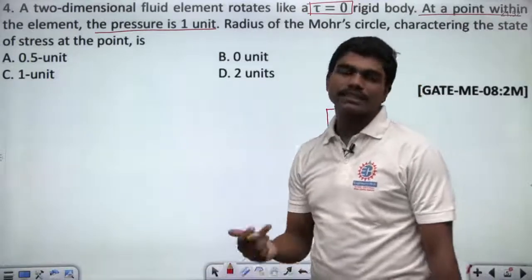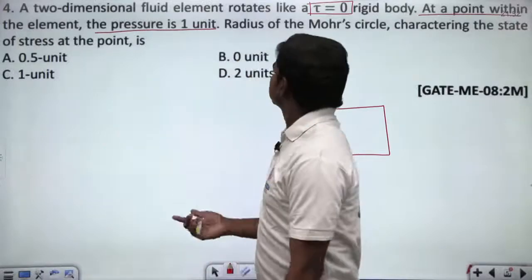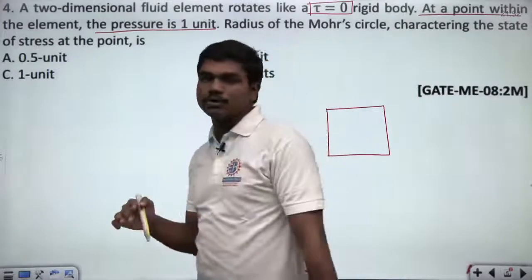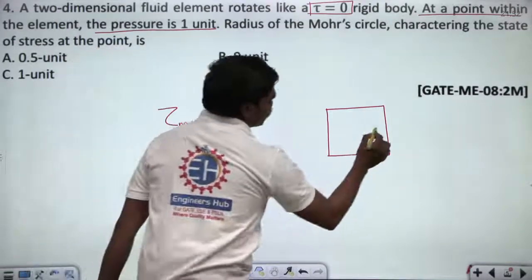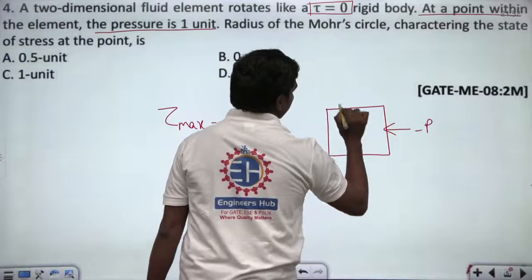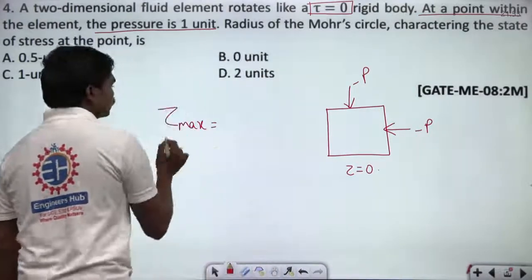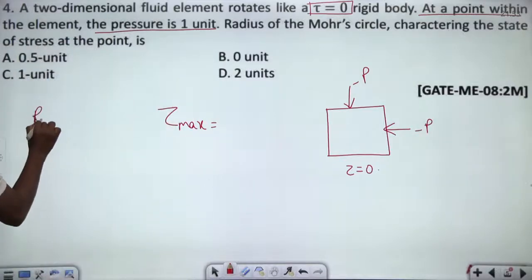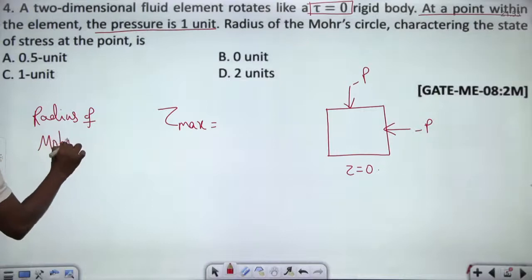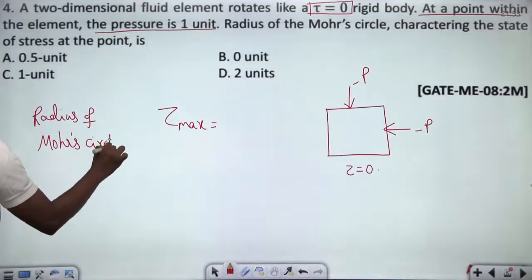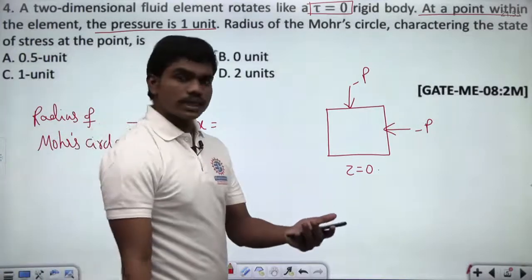which means my sigma xx and sigma yy both are the same. Means the two normal stresses that are acting on this element are the same. So in that case, what is the radius of my Mohr circle? Tau max, if this is minus p, and of course this is also minus p, and your tau is equal to 0. So in that case, what is the tau max? Means basically what is the radius of the Mohr circle in this case? The radius of this Mohr circle, tau max, is equal to what? What's the answer in this case?